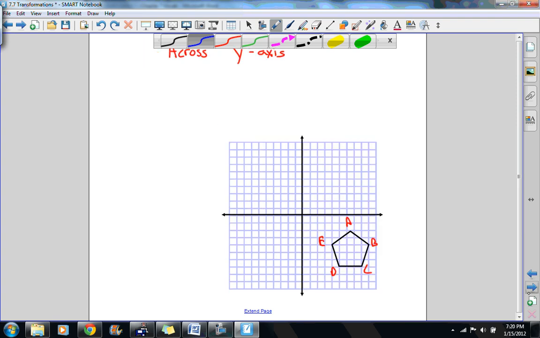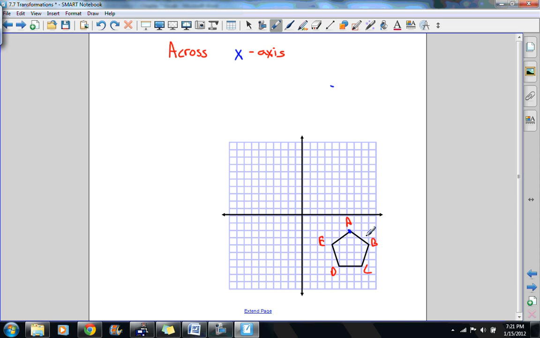Okay? So now let's try it, and I did this backwards as well. This should be across the x-axis. So once again, same thing. Here's the x-axis, and we have to flip it across. So let's look at A first. Now, A is a tricky point.